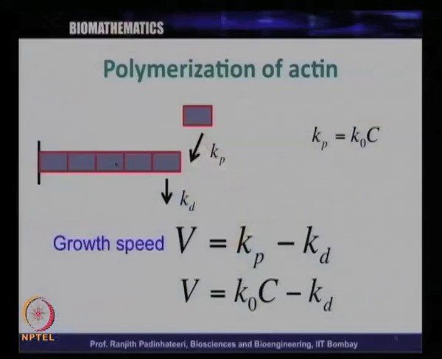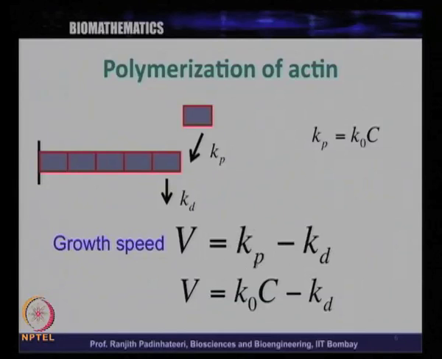What happens is you have a filament and you can either polymerize or depolymerize. You can polymerize with some rate Kp, and depolymerize with some rate Kd. So, you have only two events, polymerization and depolymerization. Now, the question is what is the speed or the velocity with which this filament will grow? What is the speed with which this filament will grow or shrink? The growth velocity or speed can be written as Kp minus Kd, the polymerization rate minus the depolymerization rate.